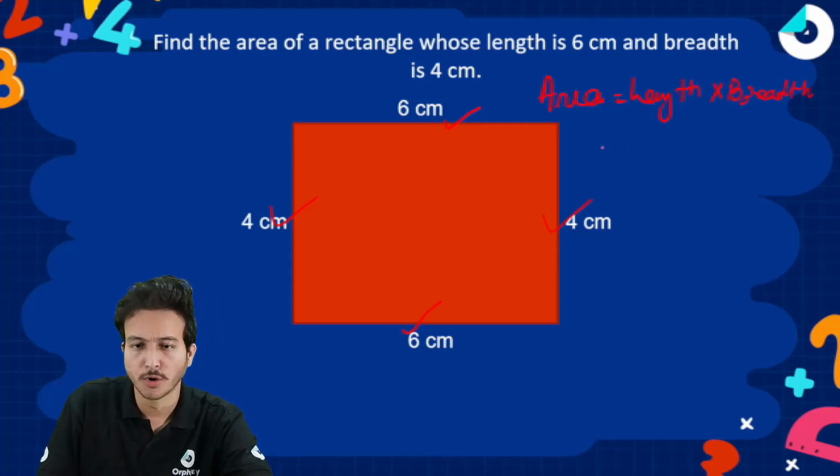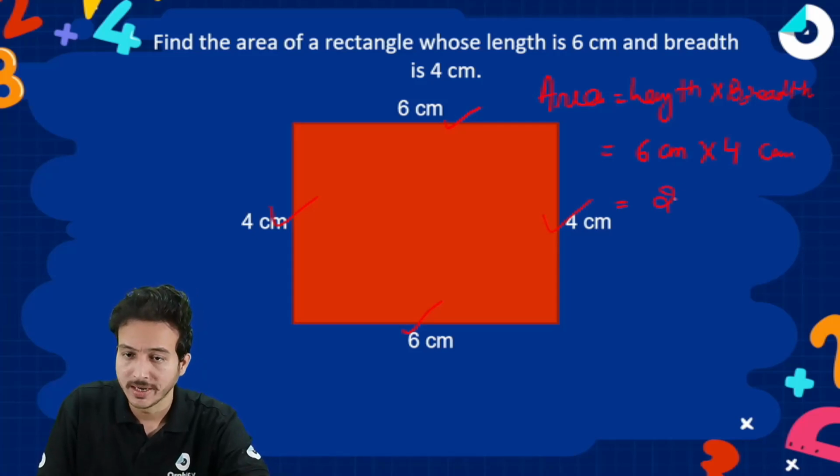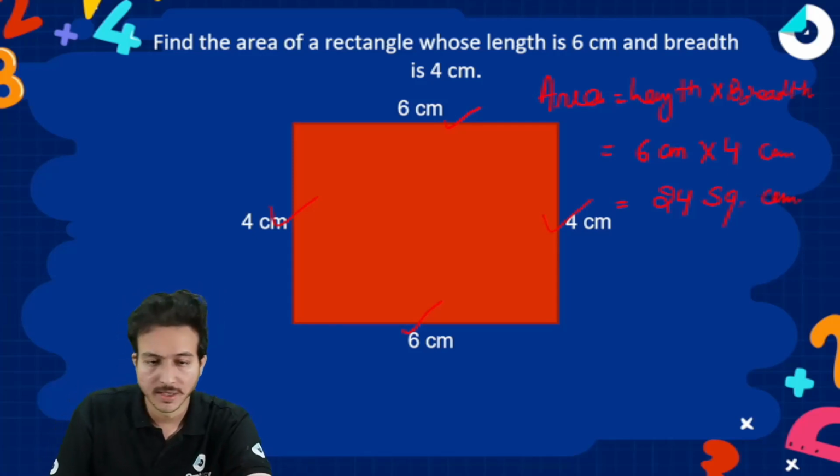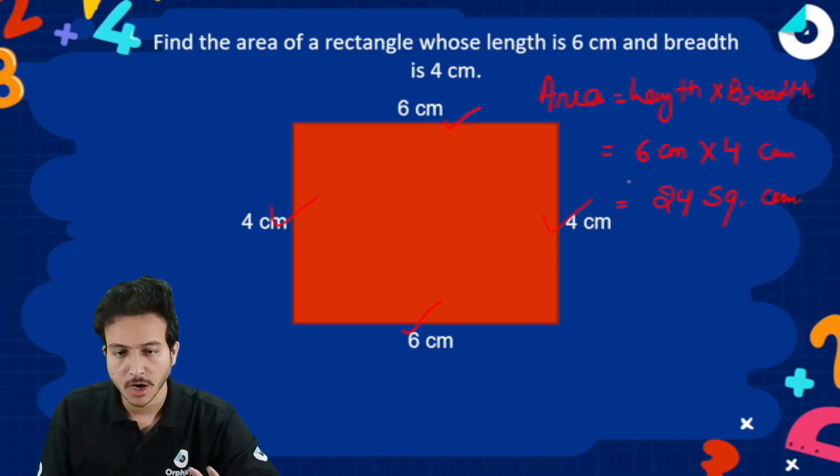So using this formula, the length is given to us as 6 centimeter and breadth is given to us as 4 centimeter. You can count down this answer as 24. Again, do remember that you need to write square centimeter, not centimeter, because centimeter is the unit of side, not the area. Okay, so the area of this comes out to be 24 square centimeter.